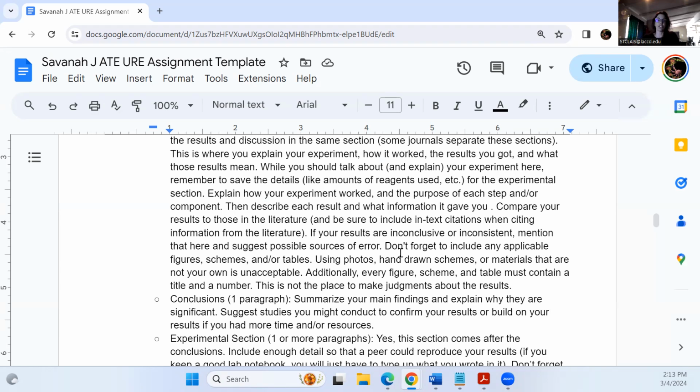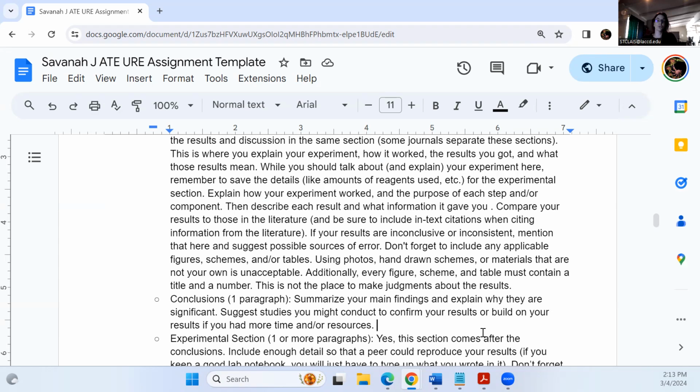Results are a great place to include your figures, your graphs, and your tables. In some instances, you might give photos from the experiment. You can create your own graphics, like a flow chart that explains what happened. Okay, but like I mentioned, don't make judgments about the results. And here you're also going to have captions, so every figure will be titled and numbered. For example, figure 1, figure 2, figure 3.